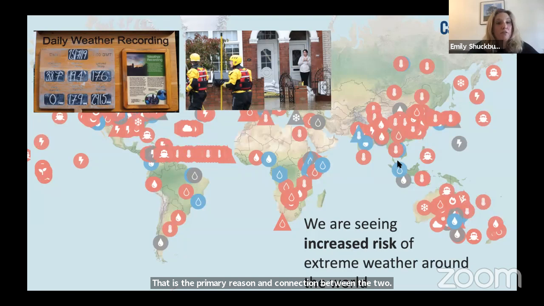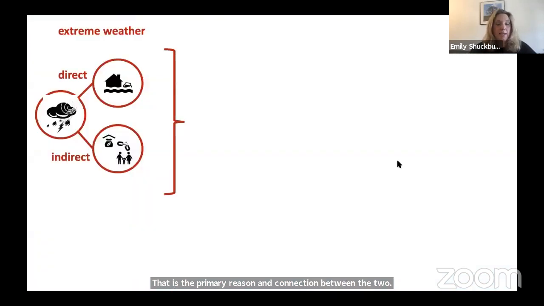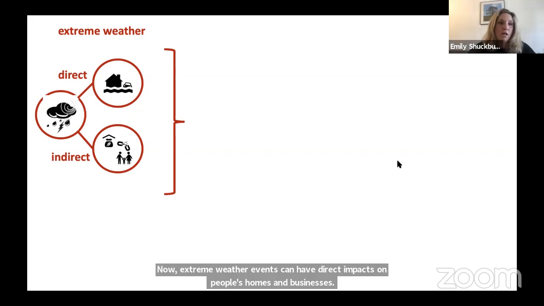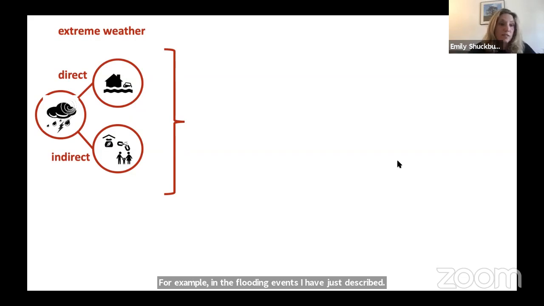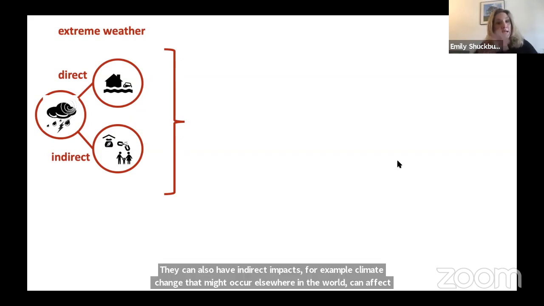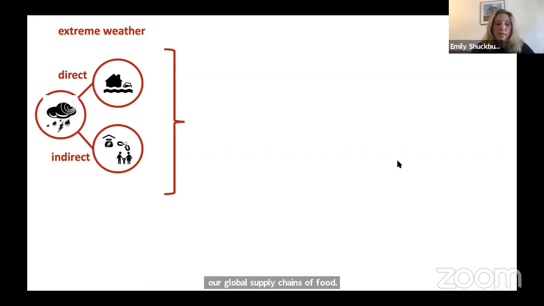Now, extreme weather events can have direct impacts on people's homes and businesses, for example, in the sort of flooding events that I've just described, but they can also have indirect impacts. For example, climate change that might occur elsewhere in the world can affect our global supply chains of food. And so it's not just climate change that happens here in the UK that has the potential to cause implications for us in the UK.